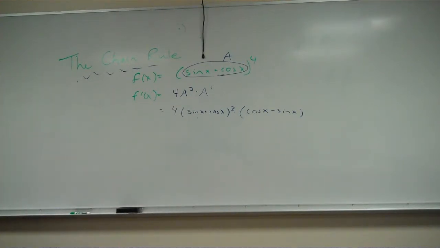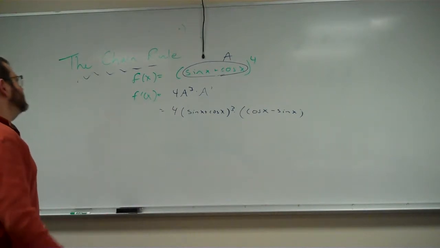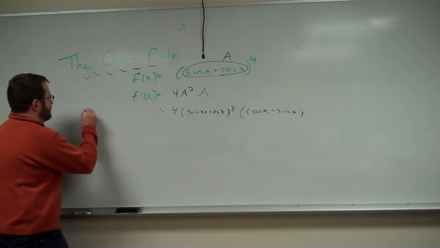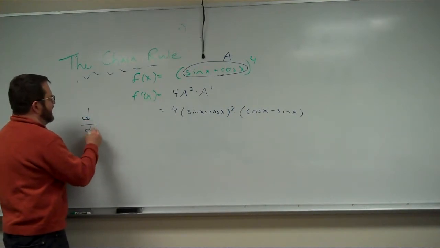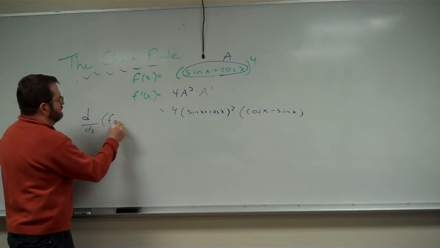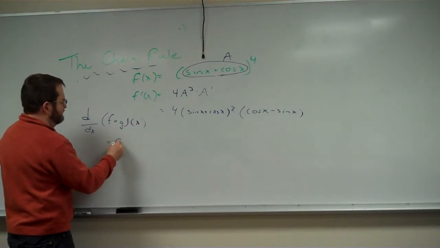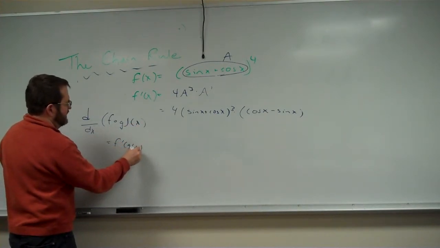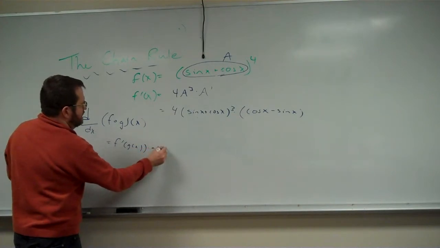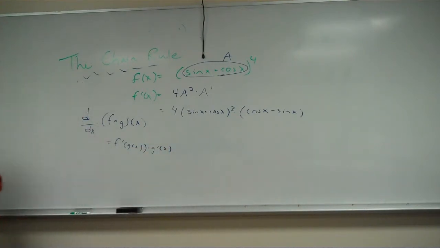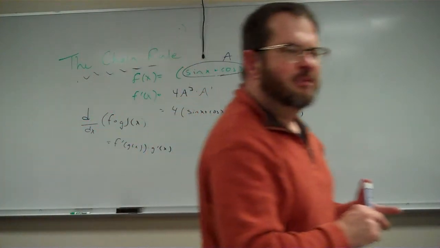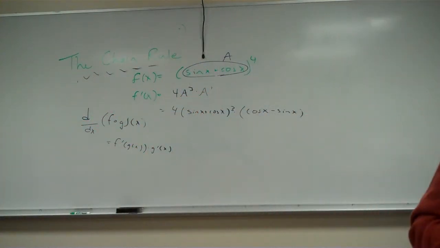Your book makes a mess of this. Every calculus book makes a mess of this. They try to talk about this as the derivative with respect to x of some f of g of x is equal to the derivative of f of g of x times the derivative of g of x. Which is factually correct. But I don't think that's very helpful to see it written that way.